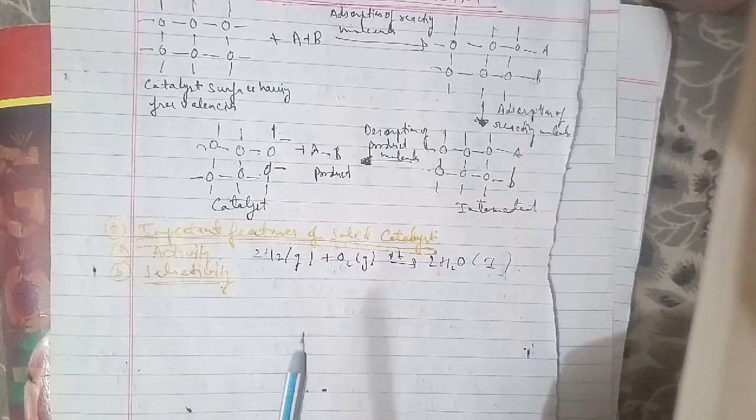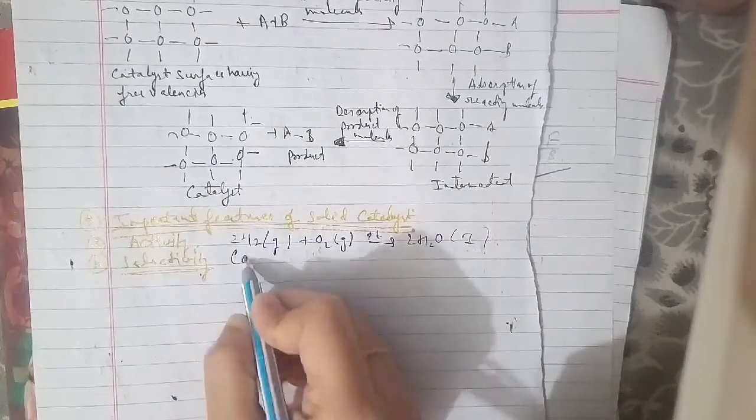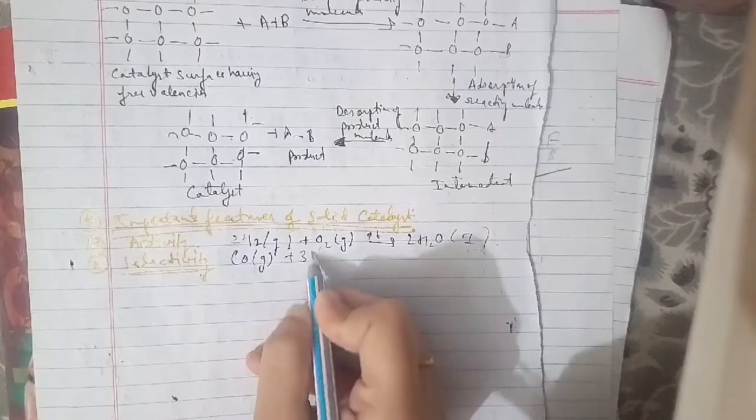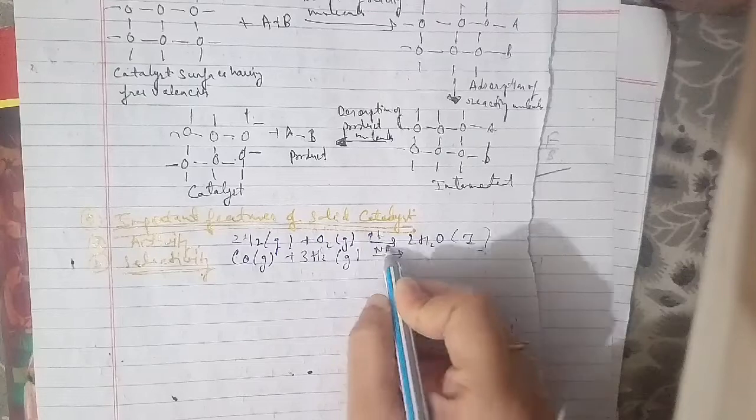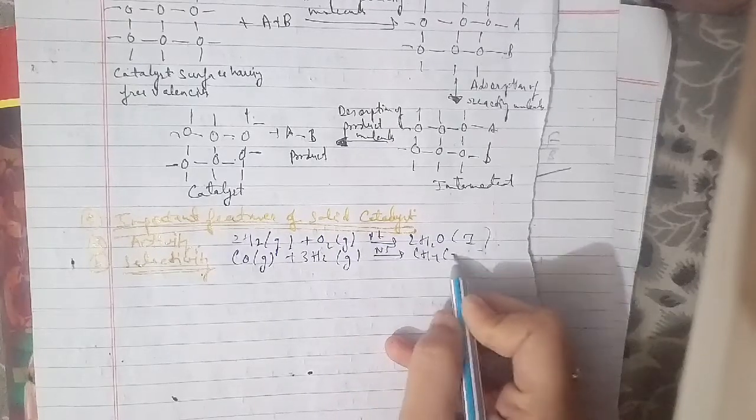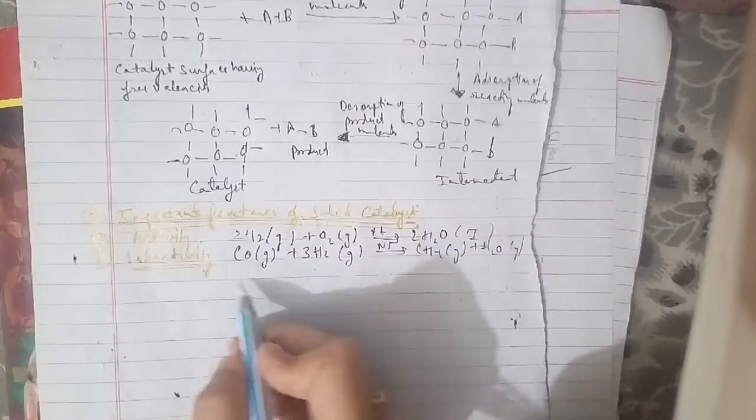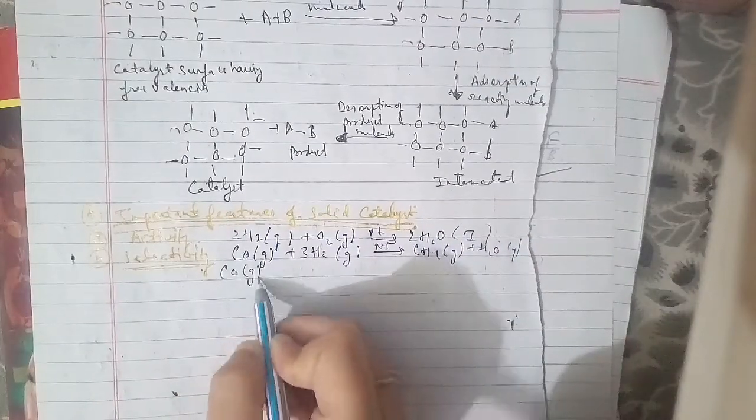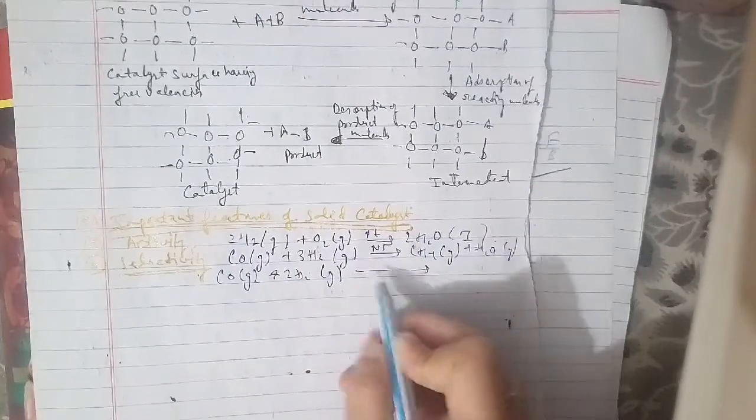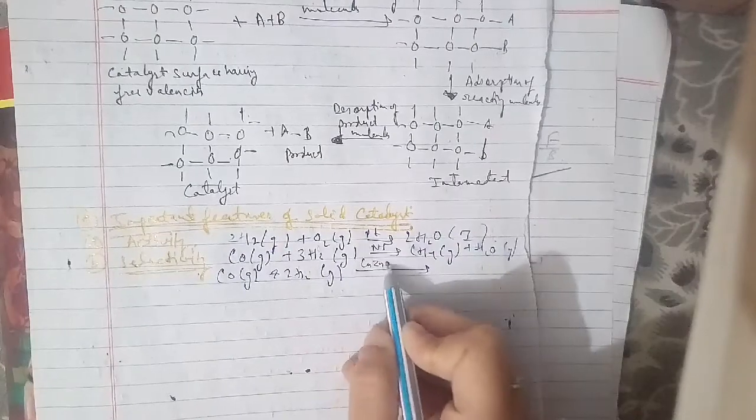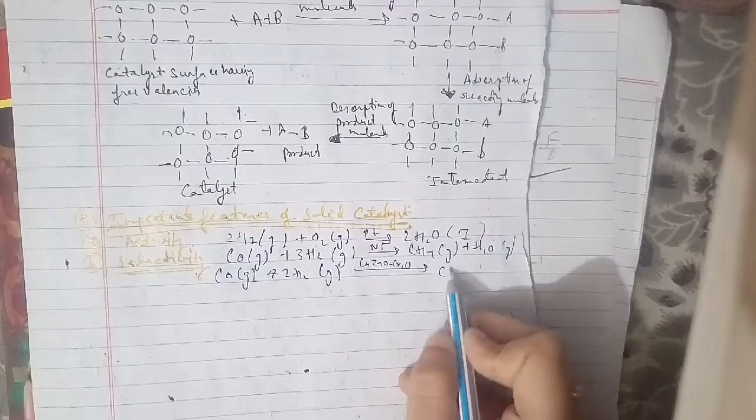Another we have is CO gas plus 2H2 gas. It will give, with CuZnO-Cr2O3, CH3OH. Another is CO gas plus H2 gas, which will give HCHO, in the form of gas here.